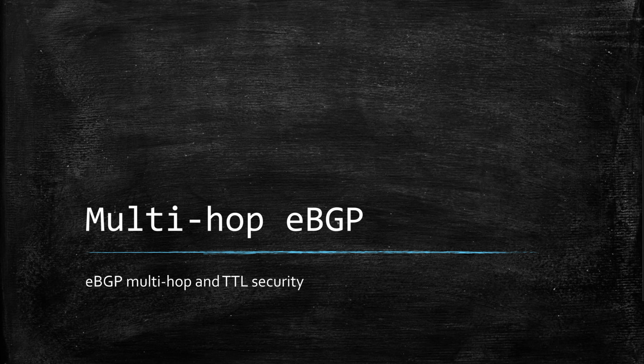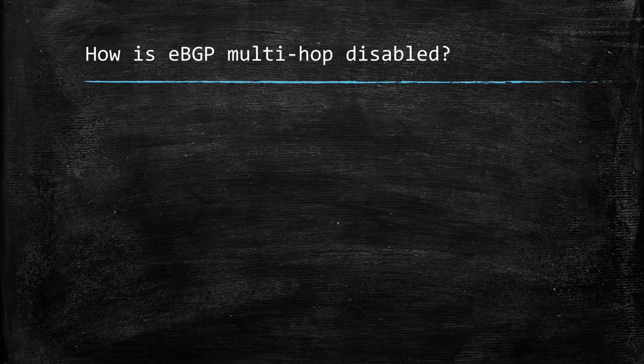In the previous lesson, we said that unlike IGPs, BGP has the ability to form multihop sessions. But so far, we have seen sessions only between directly connected neighbors. We will talk more about this in a second. The first question to ask is how is eBGP multihop disabled?